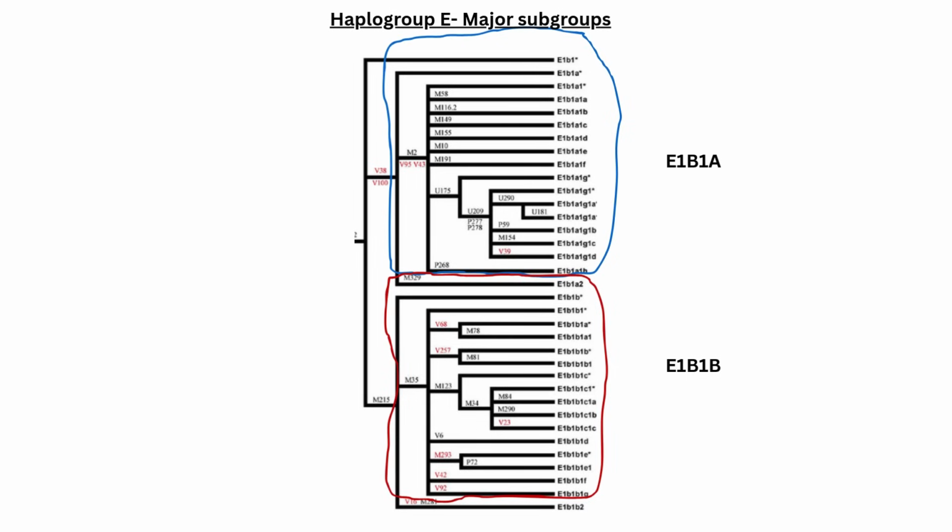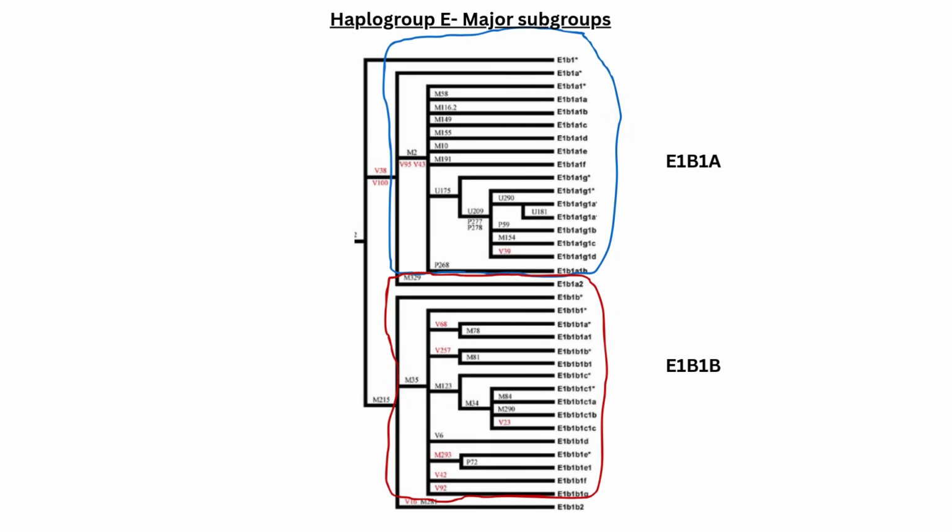And then you have E1B1B, which is on the EM215 line, or EM35, then branches out further and further. So the point here is that each of the major subgroups, E1B1A or E1B1B, branches out further and further and further. Below the EM2 or E1B1A level, like I said, there are over a dozen different branches going further out.